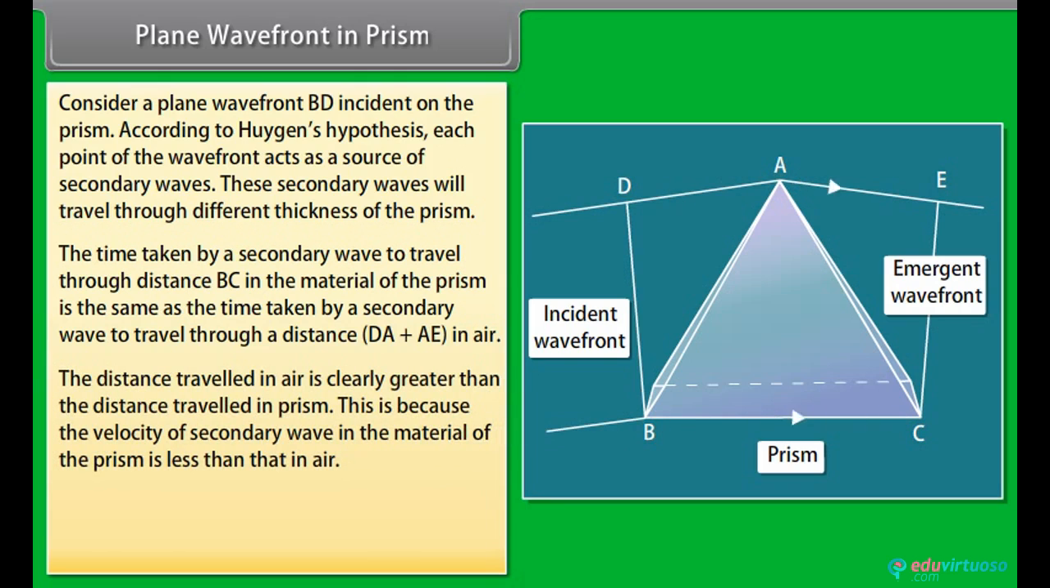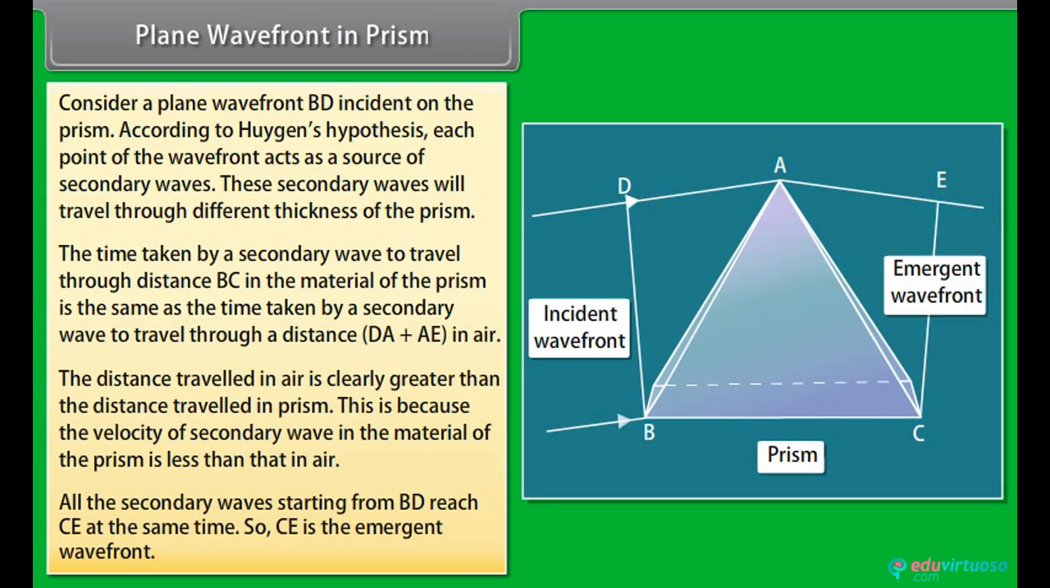The distance travelled in air is clearly greater than the distance travelled in the prism. This is because the velocity of the secondary wave in the material of the prism is less than that in air. All the secondary waves starting from BD reach CE at the same time. So, CE is the emergent wavefront.